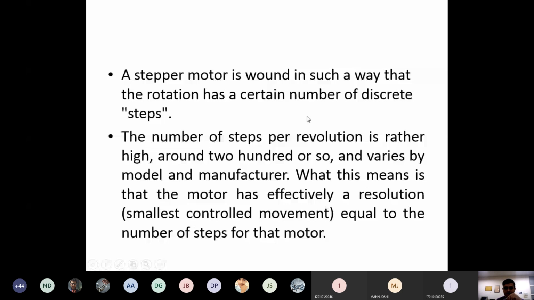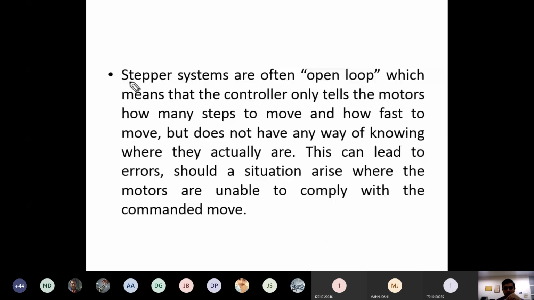Stepper systems, as I already discussed, are open loop systems, which means the control only tells the motor how many steps to move, and how fast to move, but it does not have any way of knowing where it actually is, because there is no feedback device. So we are not getting the exact position. This can lead to error.